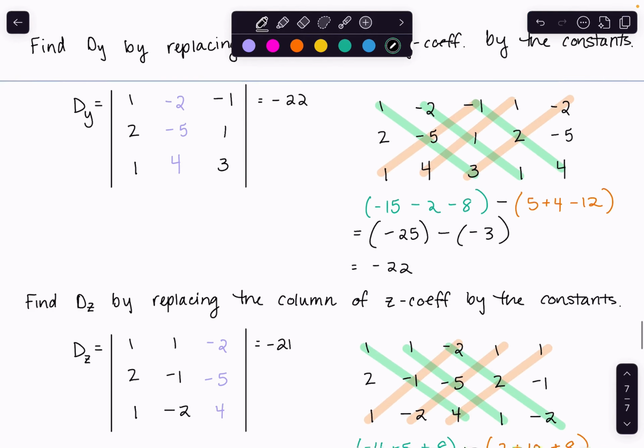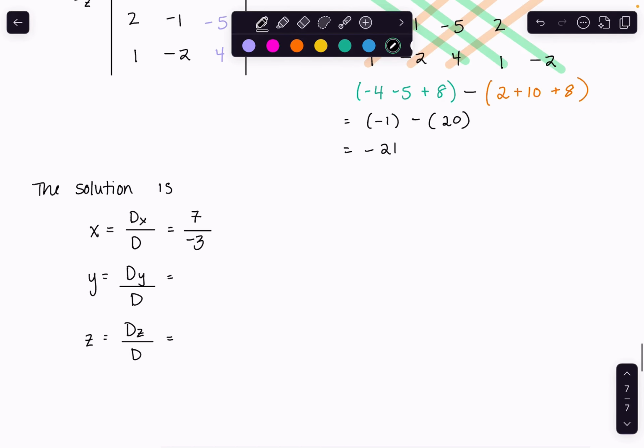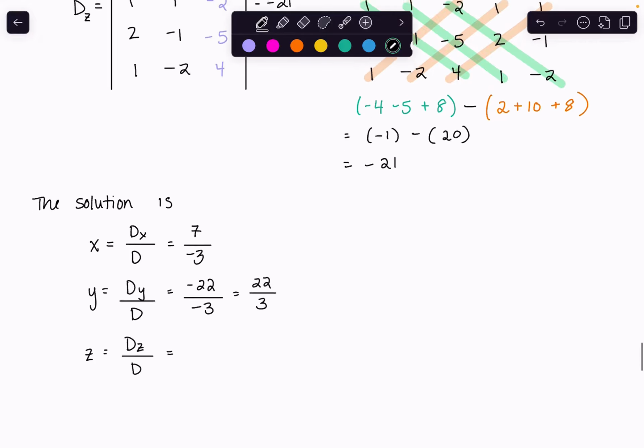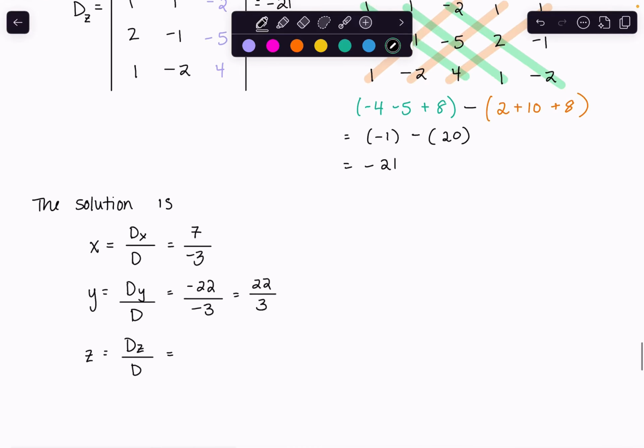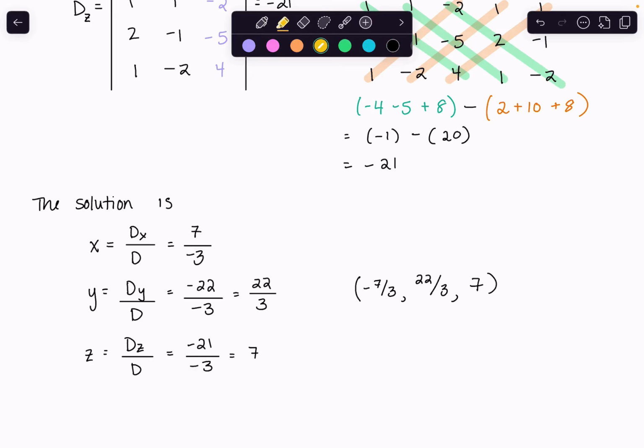D sub y, we just figured out, is -22 divided by d, which is -3. So that at least does turn positive. And then d sub z is -21 divided by -3. That one we actually can divide. It is 7. So our solution, the x coordinate is -7/3. The y coordinate is 22/3. And the z coordinate is 7.